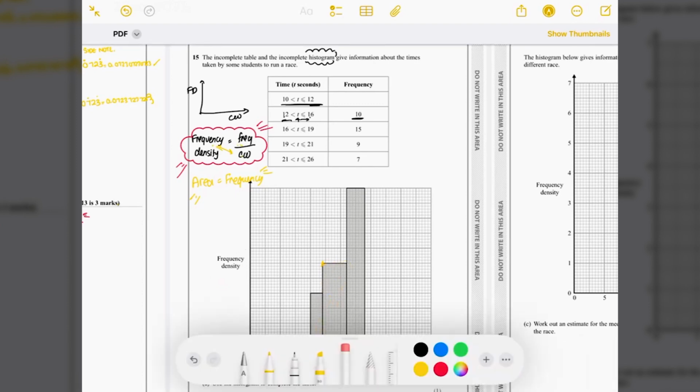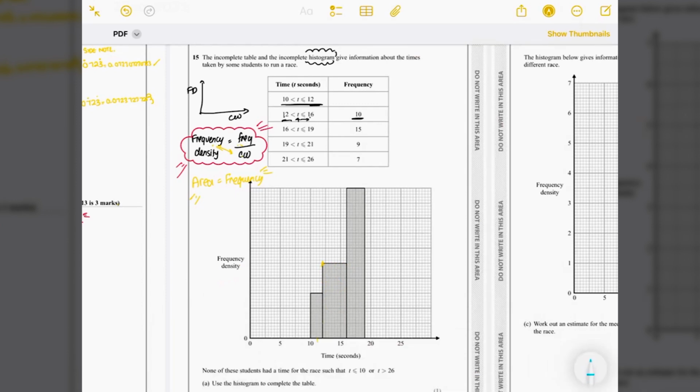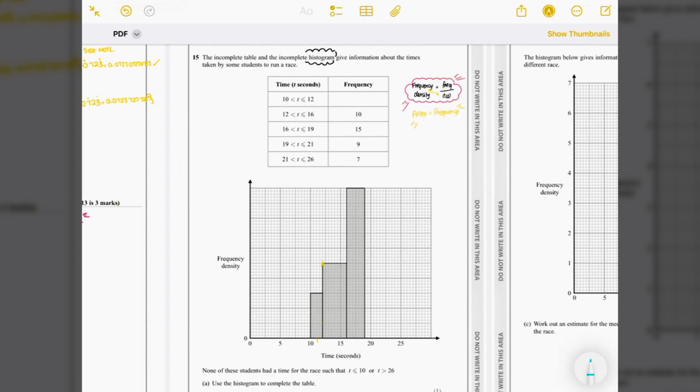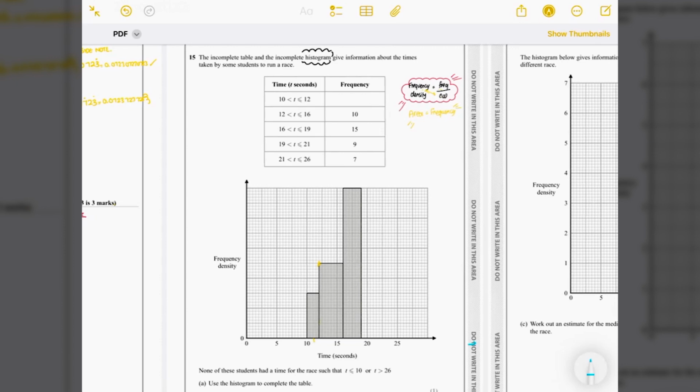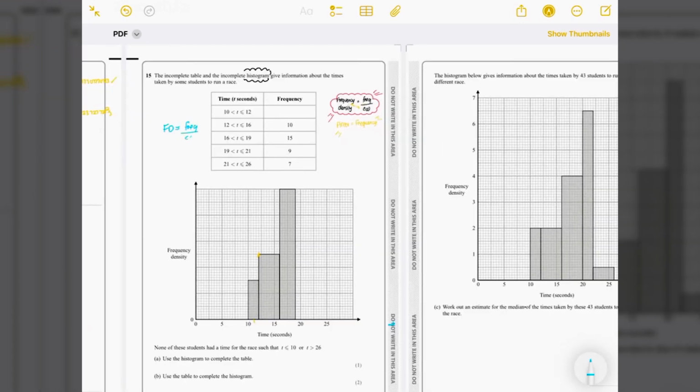Okay? Now let's look at this question. Sometimes using the information of just area equals frequency is easier, but in this particular question, the way it's cut up isn't very nice. So we want to complete the histogram and we want to complete the table. Let's use one of them. If I wanted to find the frequency density, that's the frequency over the class width.